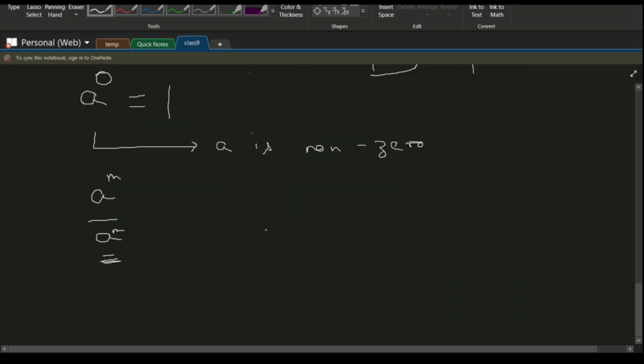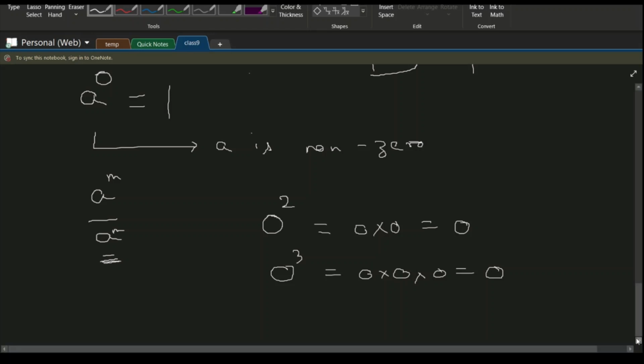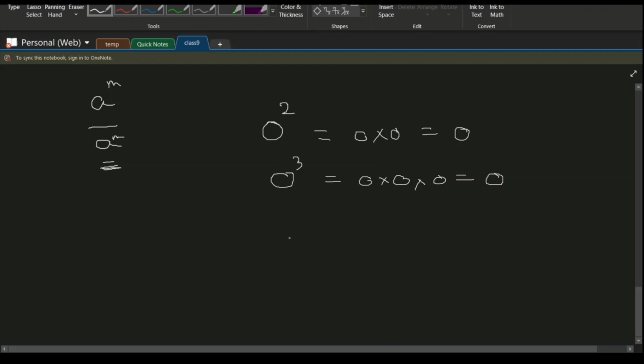A is any non-zero real number. If a is 0, what happens? Let's say if a is 0 and we put any power, let's say I put 0 square, so what do we get? 0 times 0 is 0. If I cube it, 0 is multiplied with itself 3 times, so we get a 0. So I can't expect that if I put a power of 0 here, this will become 1. So this is incorrect.